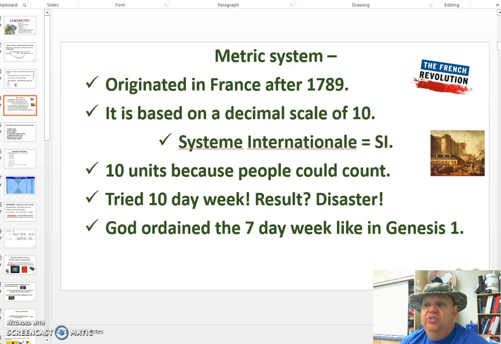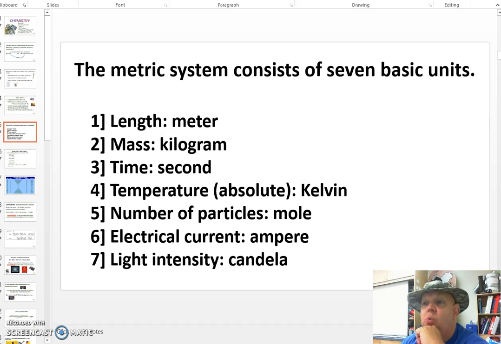Moving on, metric system. Real fast. It originated in France after the French Revolution. It's based on the decimal scale of 10. It's otherwise known as the Système International, or the SI. So SI and metric are the same. The 10 units is because that's what people could count on their fingers. Now, they tried to do a 10-day week. Guess what? Disaster. God ordained the 7-day week, like in Genesis 1.